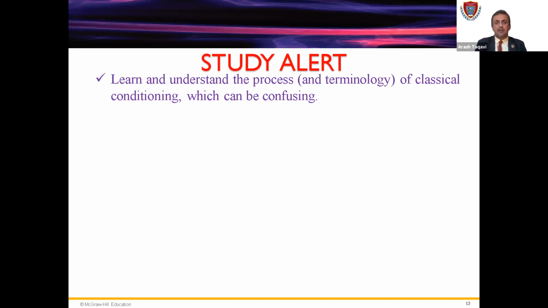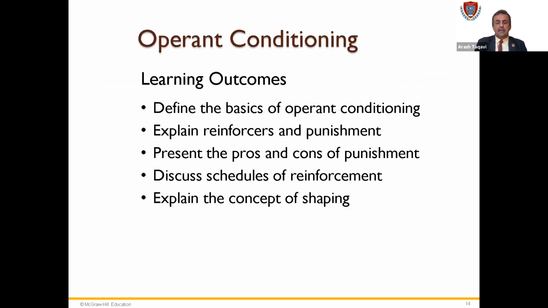In this part, we have a good study alert: learn and understand the process and terminology of classical conditioning, which can be confusing. Study very carefully the details about the terminology of classical conditioning. The second part in this chapter, in this topic, is about another type of conditioning, which is called operant conditioning. Operant conditioning is not about the relationship between a stimulus and your response. It is about your actions and your expectation of the outcome of your action in the next step or in the future. Sometimes in the long-term future, sometimes in the not too far future.